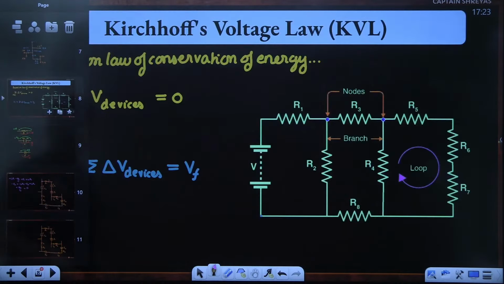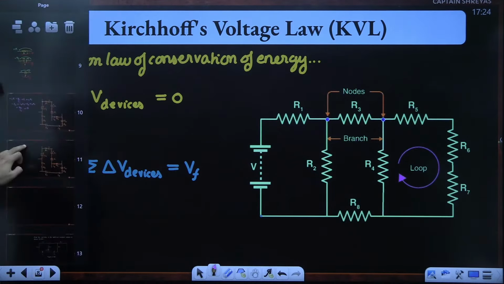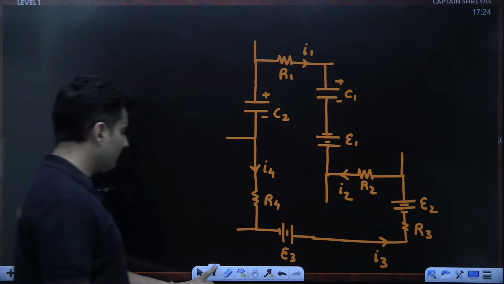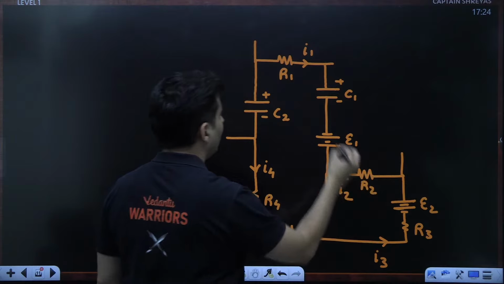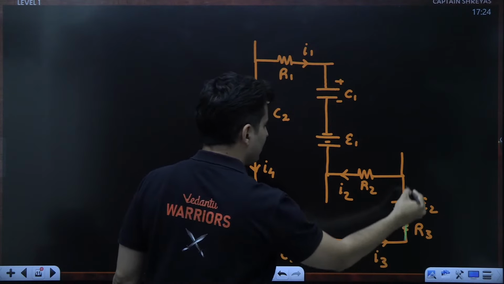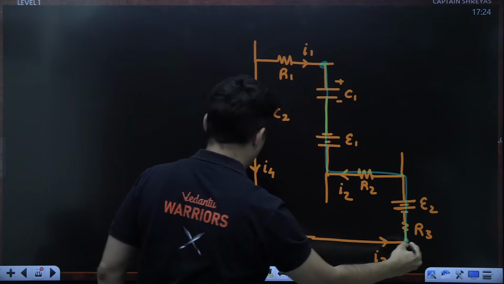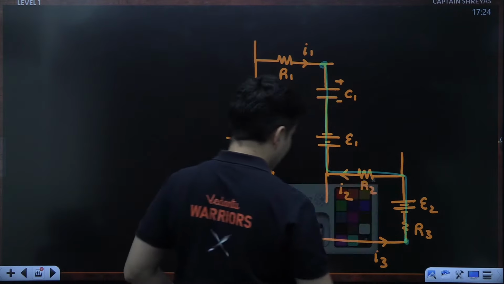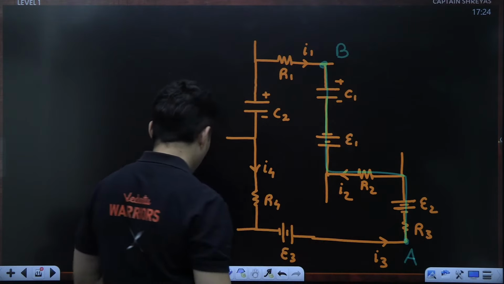Now, remember, I also told you, you can also use this kind of thing where you start from a point and end at another point. Then what you need to do? For example, let's say I start at this point and I end over here. Let's say this particular point I call A, and this particular point I call B.